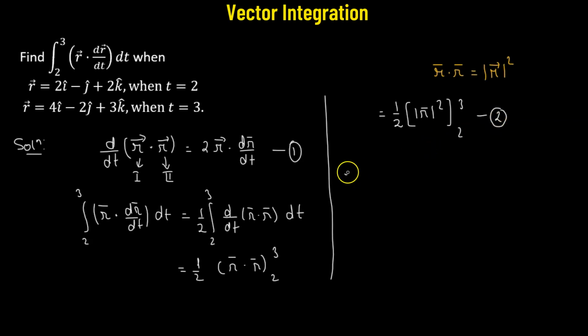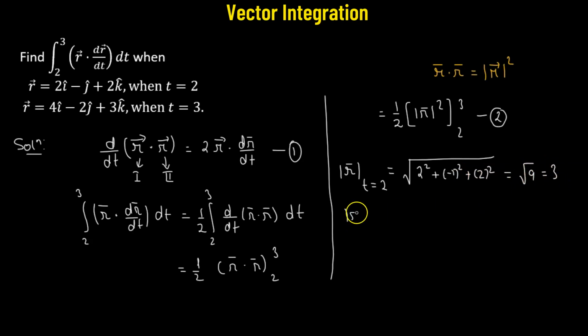So let's find out the magnitude of the vector r calculated at t equals 2. So this is simply equal to the square root of 2 squared plus negative 1 squared plus 2 squared. So we have 2 squared, that's 4, plus 1, 5, 5 plus 4 is 9, so we have the square root of 9. So the square root of 9 equals 3, right? And when we square both sides, we have the magnitude of r squared calculated at t equals 2, that is simply equal to 3 squared, which will be 9.